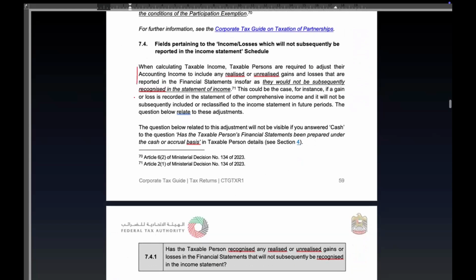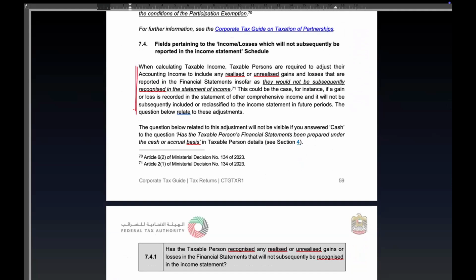Again, this is very important. There might be a gain or loss which is being reported in the statement of comprehensive income, not in the profit and loss account. If any gain or loss is being reported in the statement of comprehensive income and will not be reported again in the future, then we need to make the adjustment related to that gain or loss as well, because this gain or loss will not be reported anywhere in the future in the financial statements.